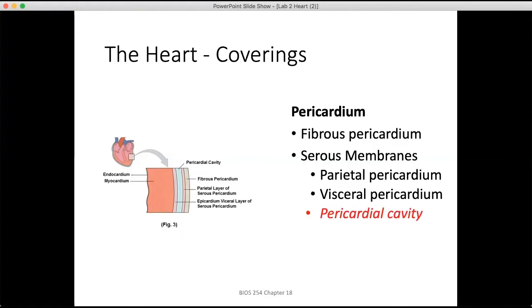The space in between the two serous membranes is called the pericardial cavity, and it is filled with a serous fluid called the pericardial fluid. This fluid prevents friction from occurring when the heart contracts and relaxes.